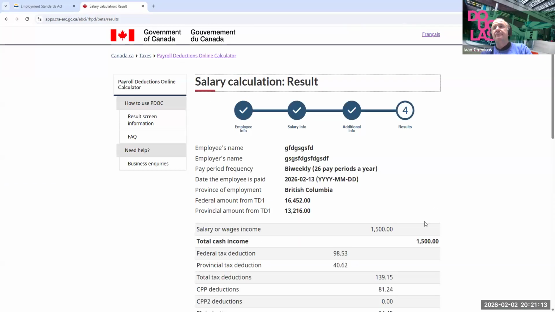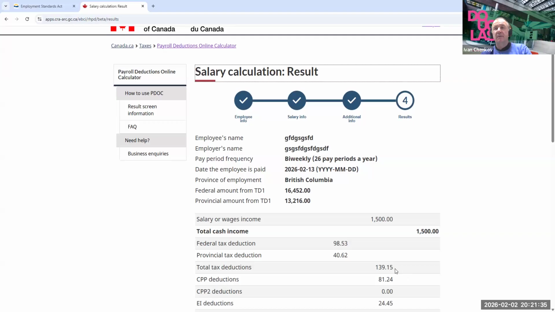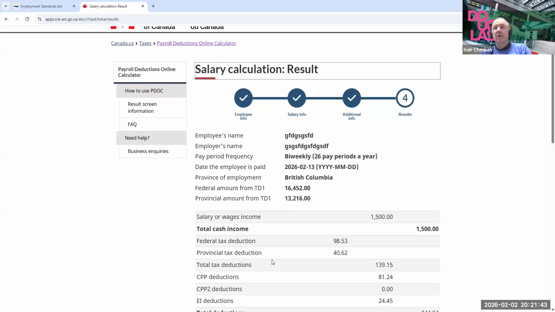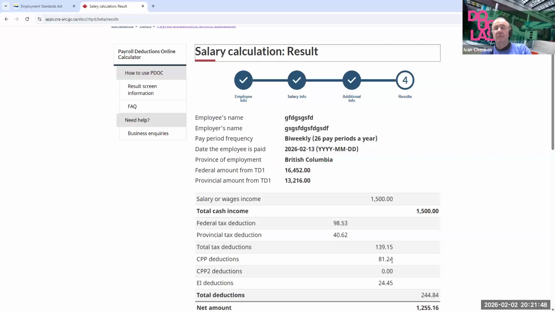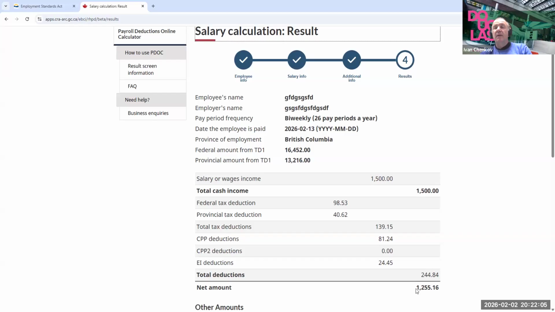So our employee earned $1,500 for the last 2 weeks, which we have to pay on February 13th. We have to deduct from $1,500 in total $139.50, which is $98.53 for the federal tax and $40.62 for the provincial tax. Also, we have to deduct for Canada Pension Plan $81.24 and from the employment insurance $24.45. In total, we have to deduct from the employee $244.84. In total, we have to pay the employee $1,255.16. So 1,500 minus 244, which we have to pay to the government.